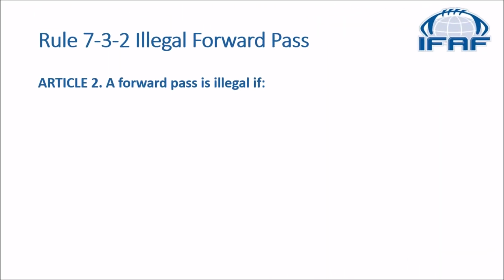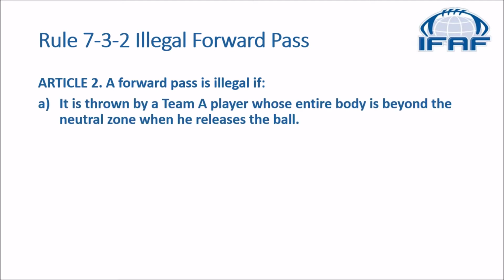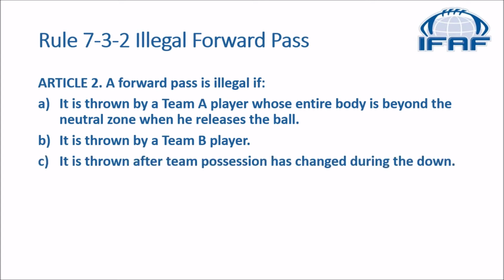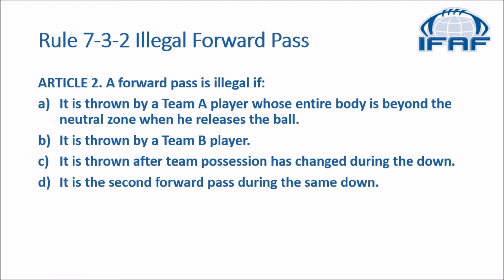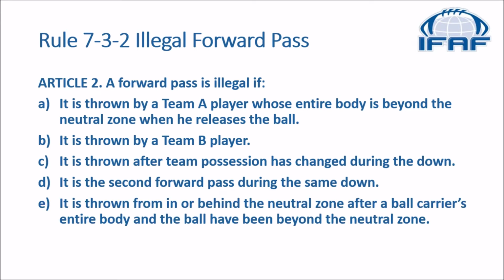In Rule 732, illegal forward pass, it says a forward pass is illegal if it is thrown by a Team A player whose entire body is beyond the neutral zone when he releases the ball. B, it is thrown by a Team B player. C, it is thrown after team possession has changed during the down. Or D, it is the second forward pass during the same down. E, it is thrown from in or behind the neutral zone after a ball carrier's entire body and the ball have been beyond the neutral zone.